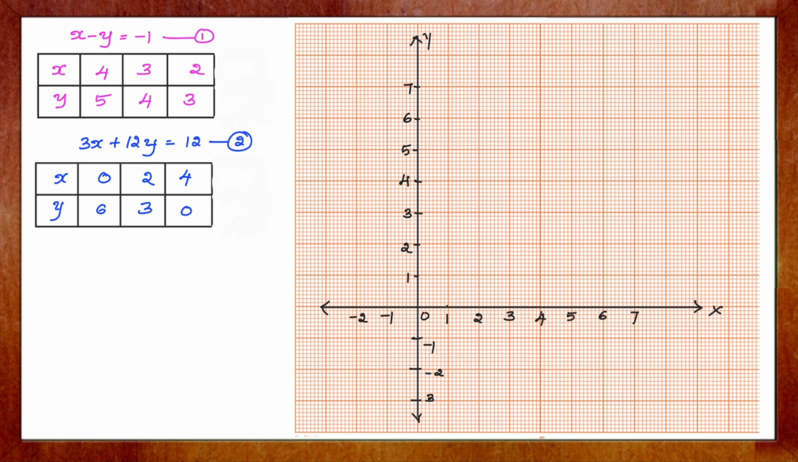For the first equation, we have x 4 and y 5. When x is 4, y is 5. So this is 4 comma 5. And secondly, when x is 3, y is 4. So this is 3 comma 4. And then we have x 2, y 3. When x is 2, y is 3. This is 2 comma 3. Let us join these points.